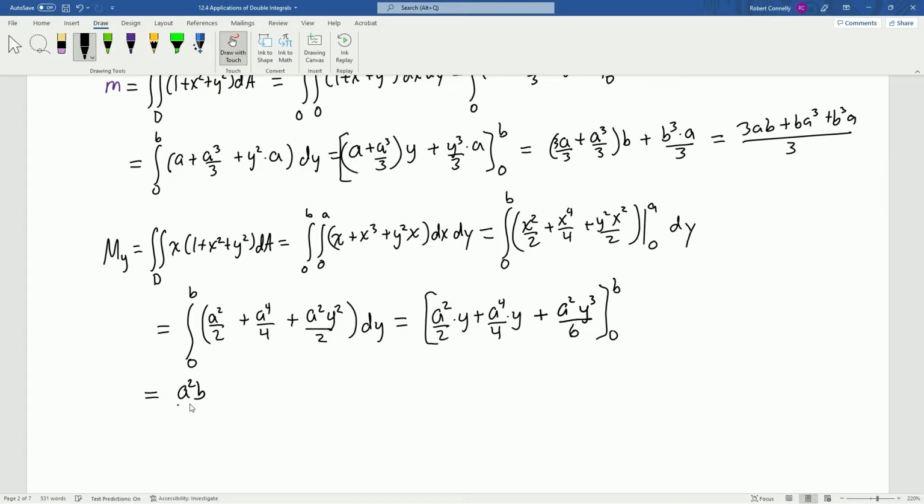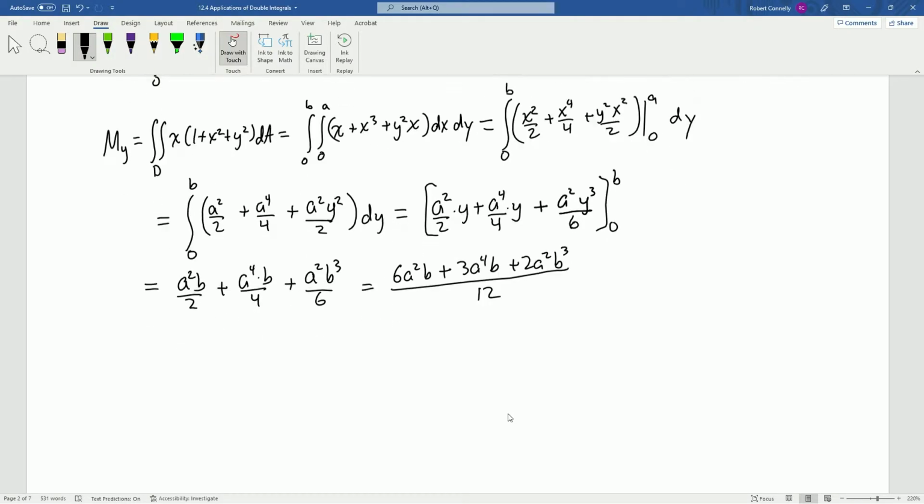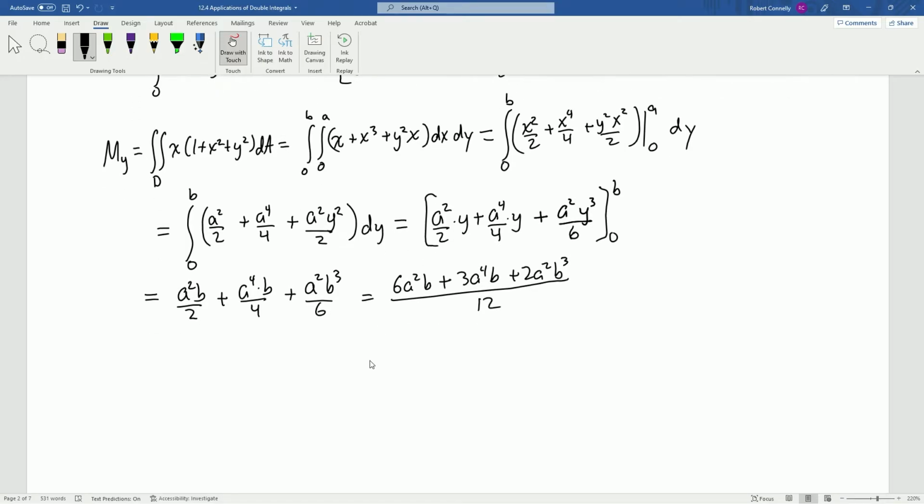So this becomes a squared b over 2 plus a to the 4th times b over 4 plus a squared b cubed over 6. And when we evaluate at 0, those are all going to be 0. So let's just find a common denominator here. So we need a factor of 12 in our denominator. So 6a squared b plus 3a to the 4th b plus 2a squared b cubed all over 12. Again, don't know if that's going to make a big difference, but it certainly won't hurt. So we'll go ahead and write that out that way.